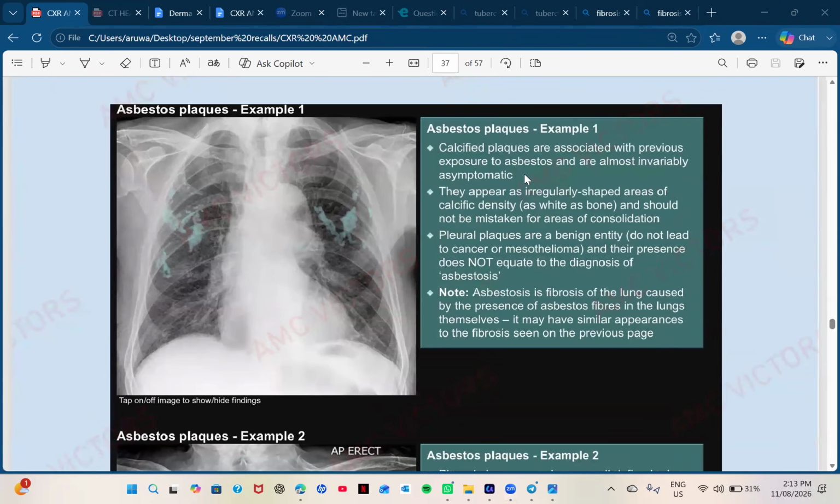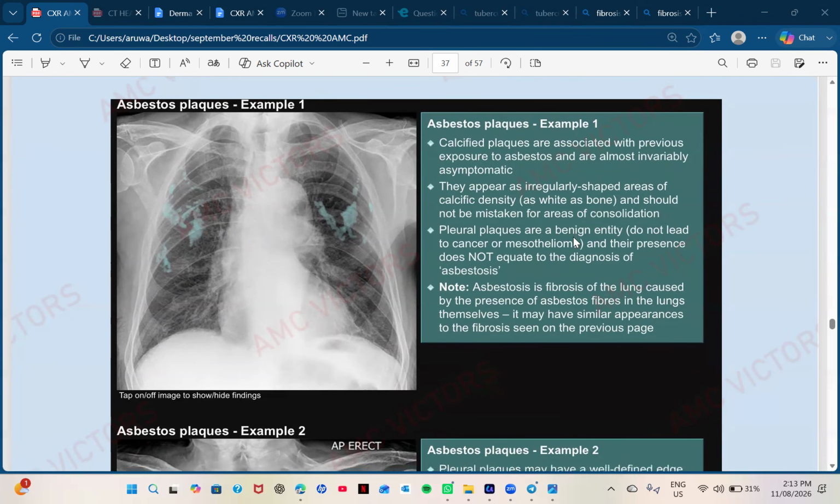Here, calcified plaques are associated with previous exposure to asbestos and are almost invariably asymptomatic. Can you see the plaques? They are colored here. Plaques here, pleural plaques. They appear as an irregularly shaped area of calcific density as white as bone, right? White plaques, and should not be mistaken for an area of consolidation.